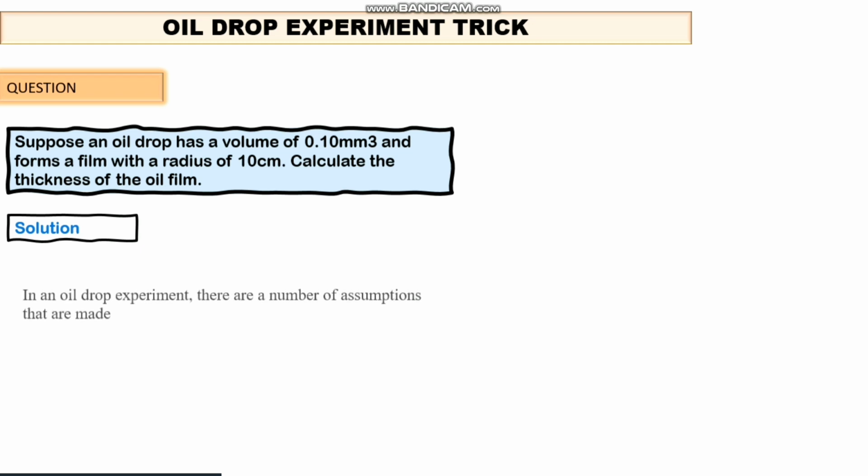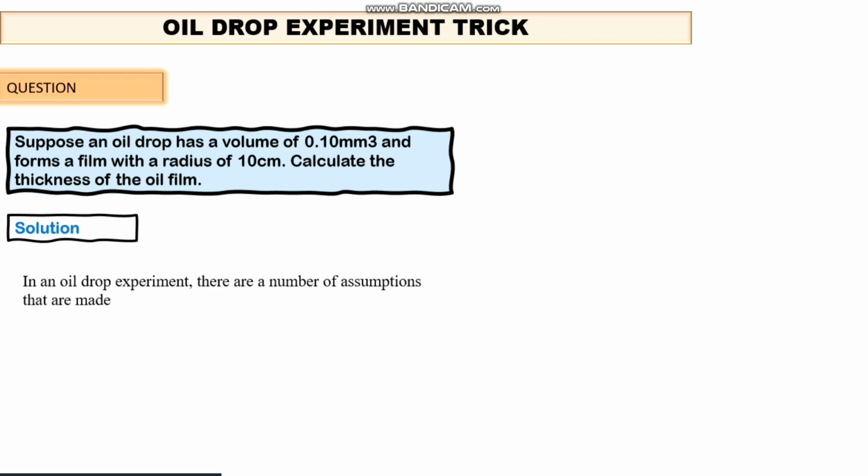The first assumption made during this experiment is that an oil drop is spherical. So the oil drop, before it spreads on the surface of water, has a spherical shape, and we know that the volume of a sphere is given by 4 divided by 3 pi R cubed. We use this formula to calculate the volume of the oil drop, which is 0.10 cubic millimeters.